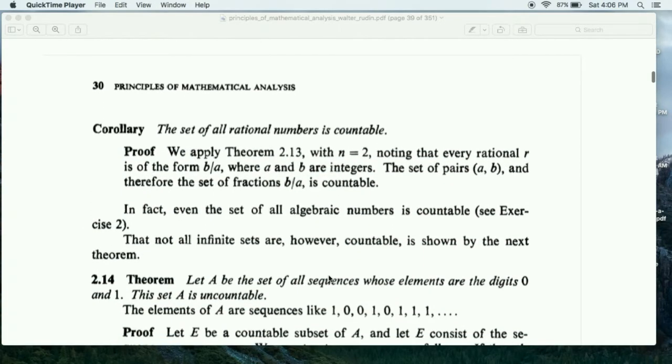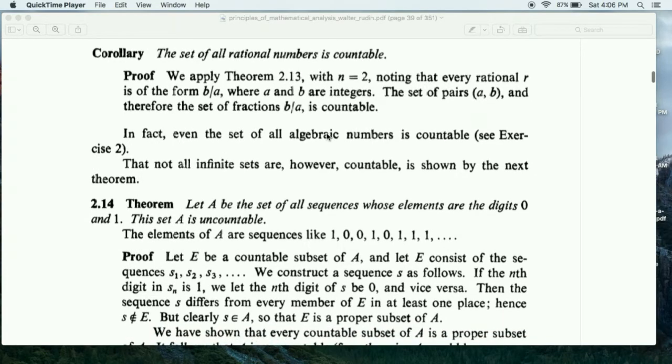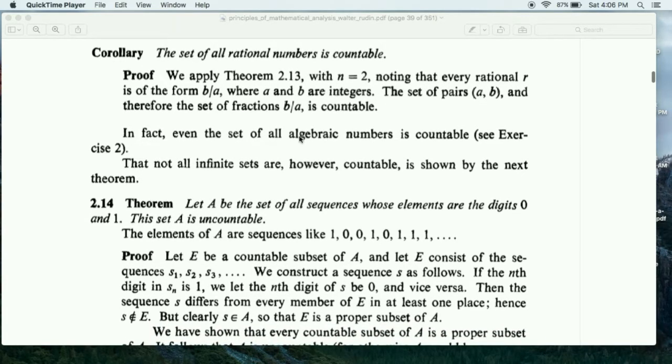Now, a corollary, as I said, is that the set of all rational numbers is countable. We take n equal to 2, and rational numbers of the form b by a can be written as a set of ordered pairs, as two-tuples, and thus it follows. We will also see in the exercises that the set of all algebraic numbers is countable. We will get to know what algebraic numbers and transcendental numbers are.